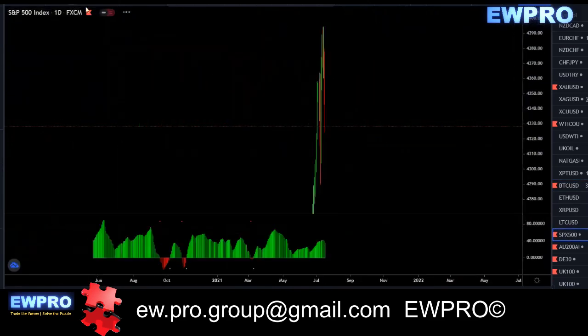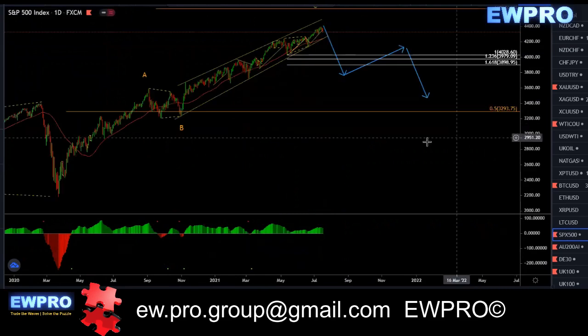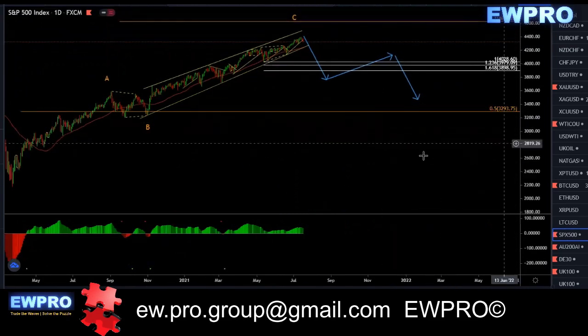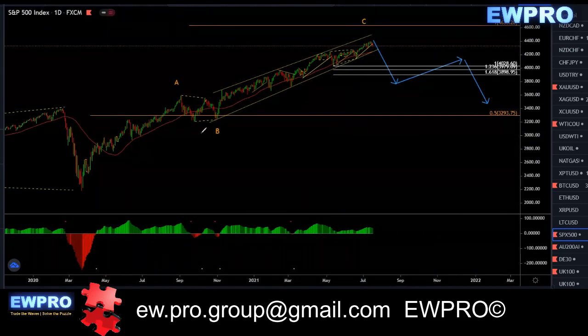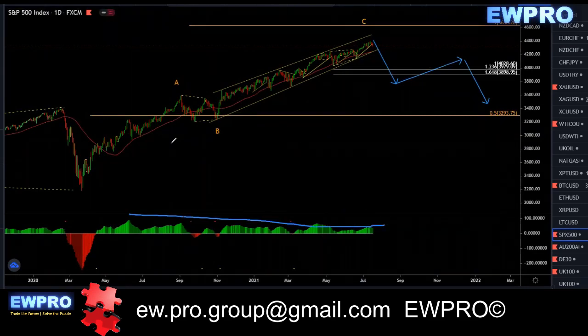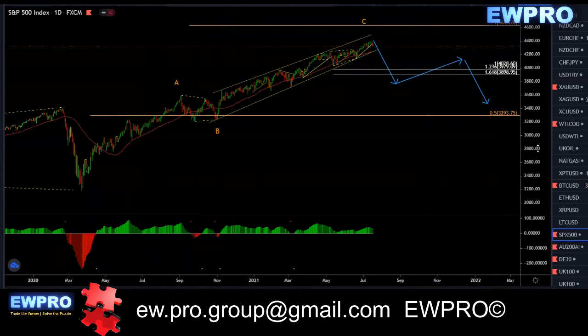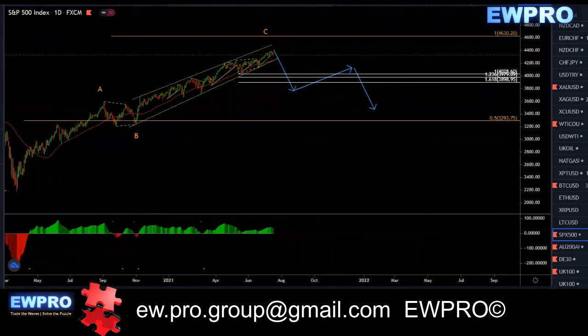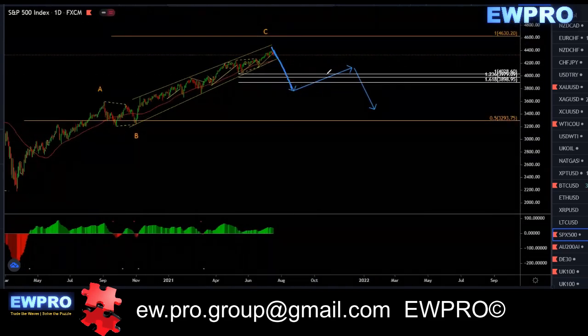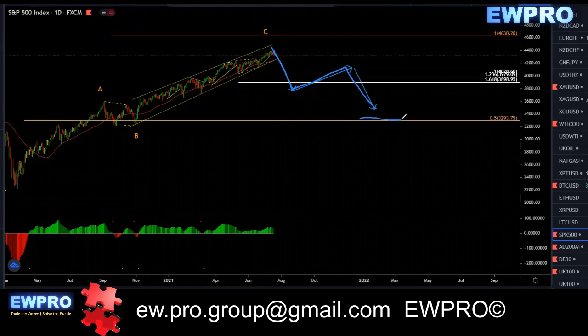SPX on the daily, like I've been saying for ages, we're only looking for shorts. Got all this bearish divergence. A, B, C hasn't hit that 100 fib. It's starting to run out of steam up here. You can see on the daily, and eventually I am looking for this larger A, B, C correction, possibly down to this 50 fib.